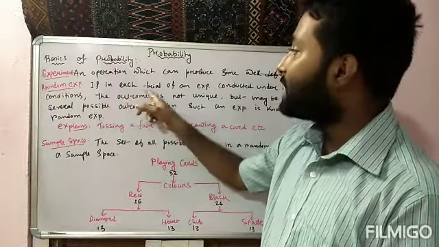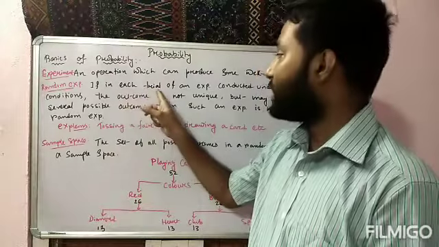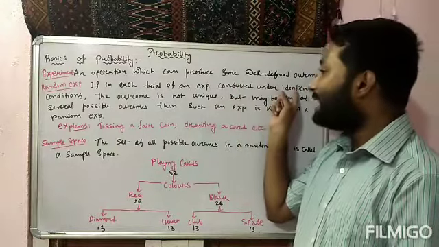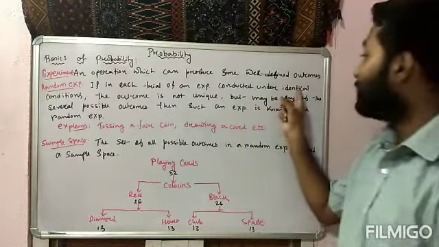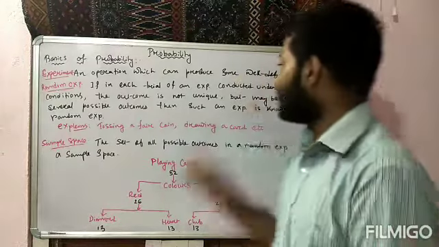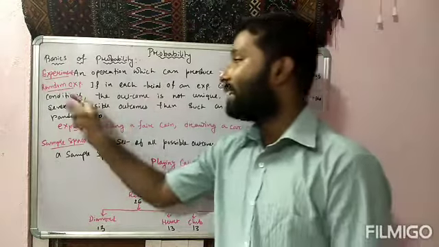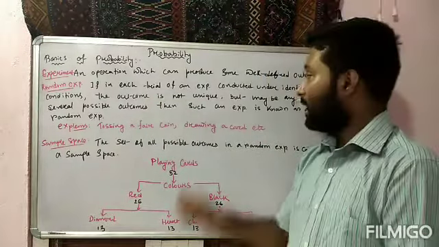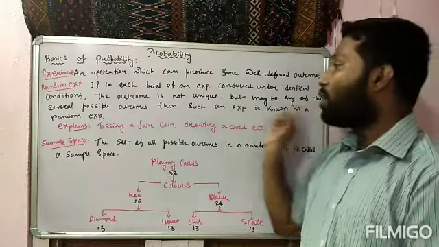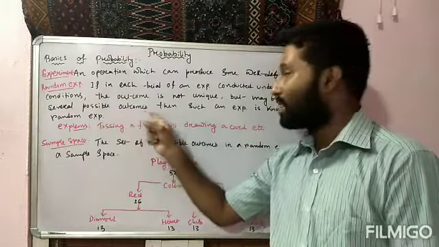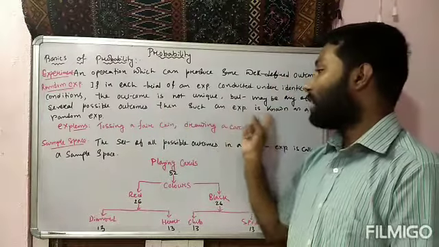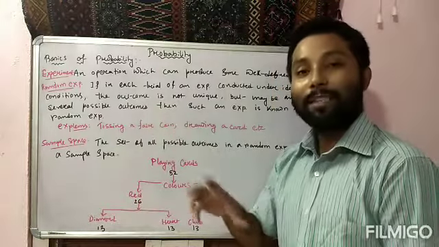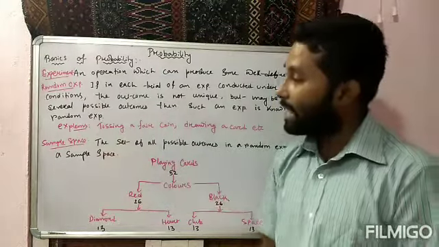If in each trial of an experiment conducted under identical conditions, identical means similar conditions, the outcome is not unique but may be any of the several possible outcomes, then such an experiment is known as a random experiment. The definition will become clearer when I give an example. That's why I have given an example.